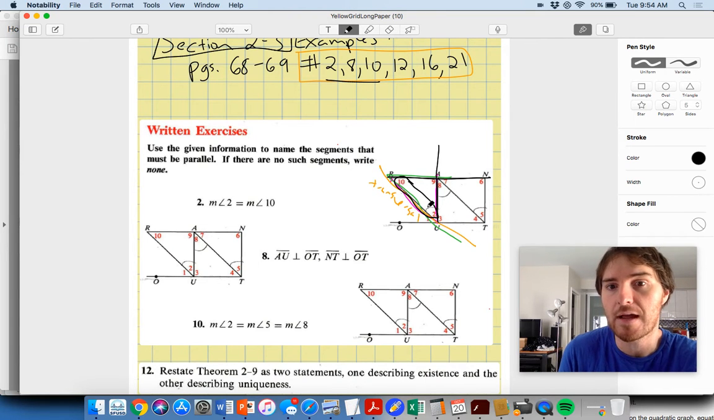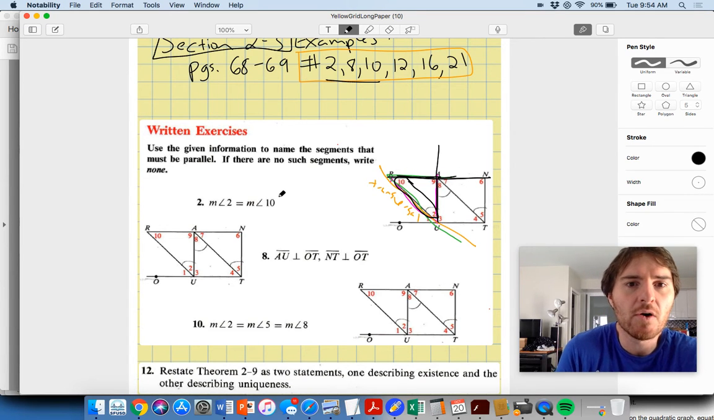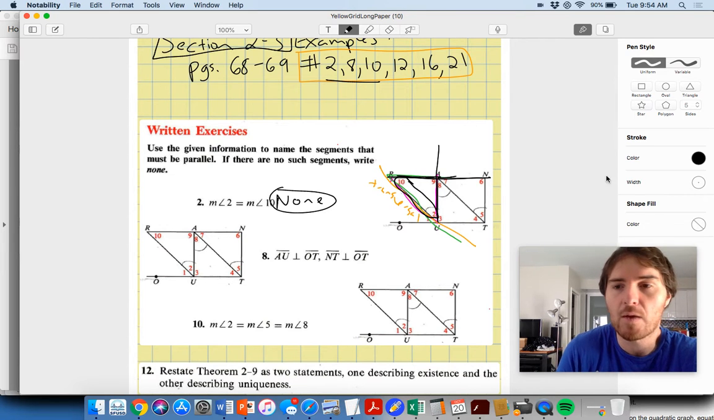So these are same side interior angles, but they don't have a special relationship at all. They're not supplementary. If they were supplementary, then those two lines would have to be parallel. But they're obviously not parallel because we see them intersect here. So for this, we would write none, for no such segments, and we're good to go.